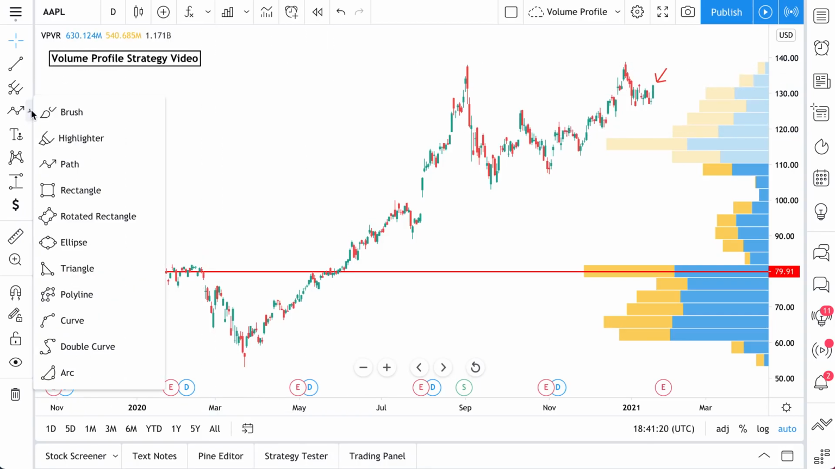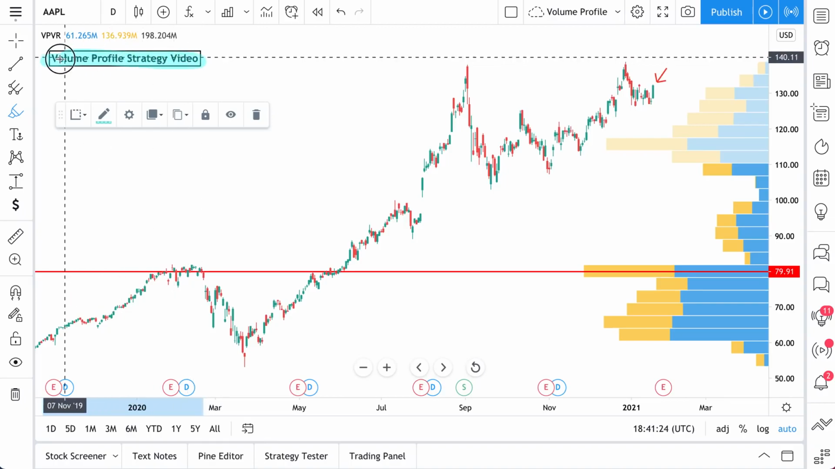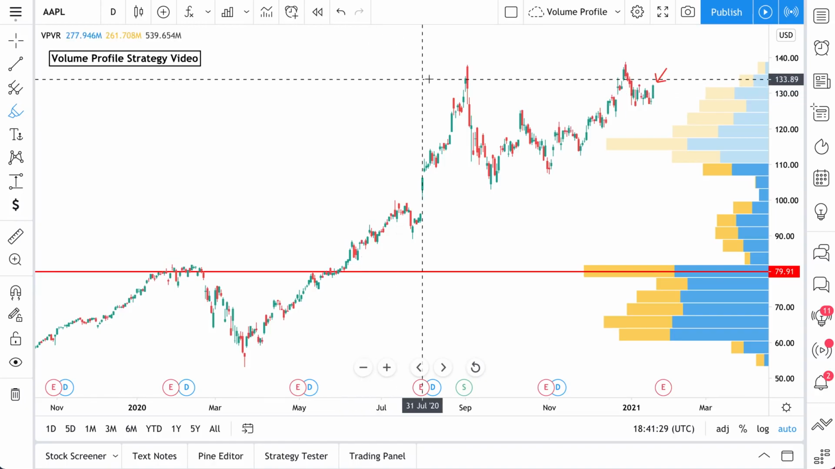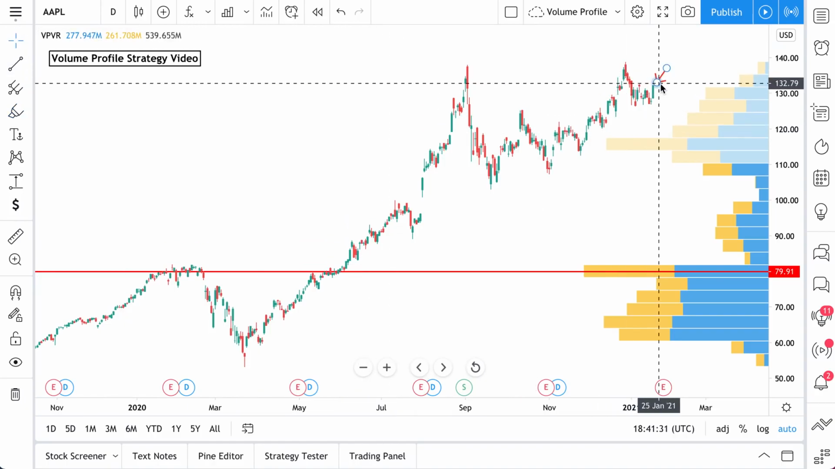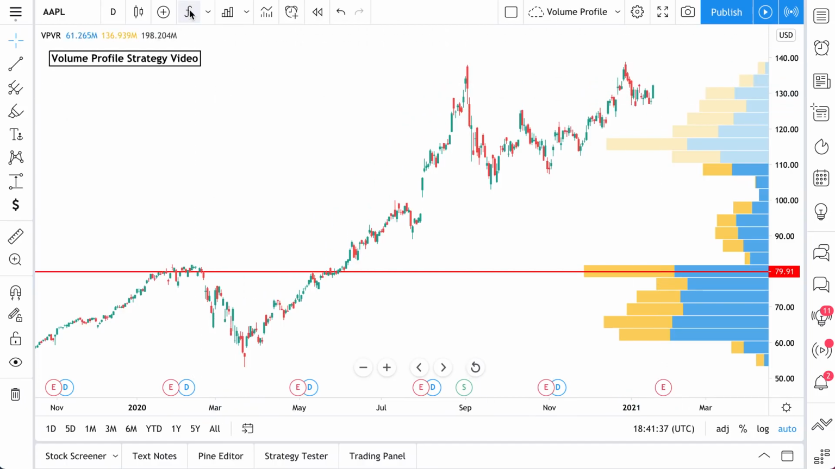Let's talk about volume profiles, but more importantly, let's do a strategy video, meaning let's talk about how you can use volume profiles to make better decisions, or to trade, or to just follow markets with a better understanding of risk and reward.